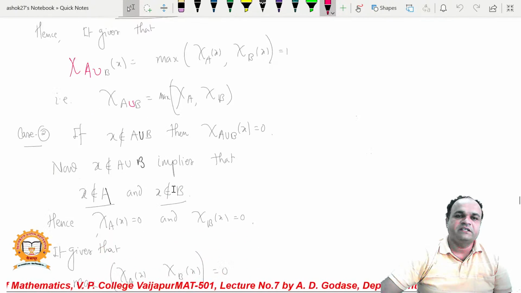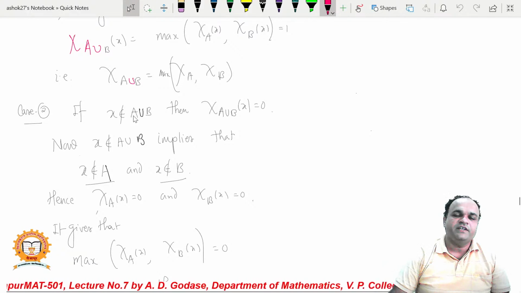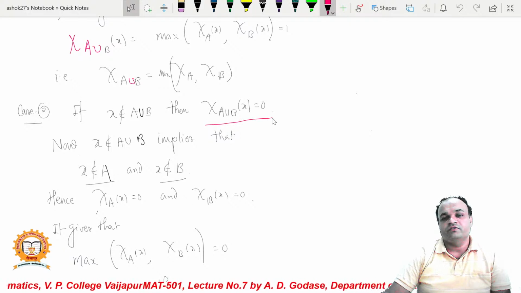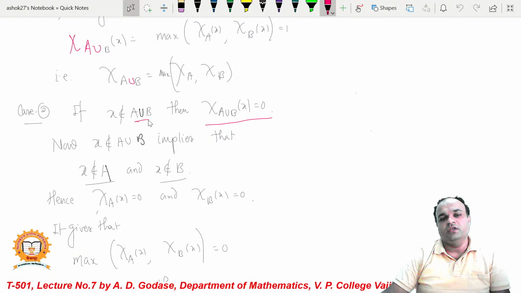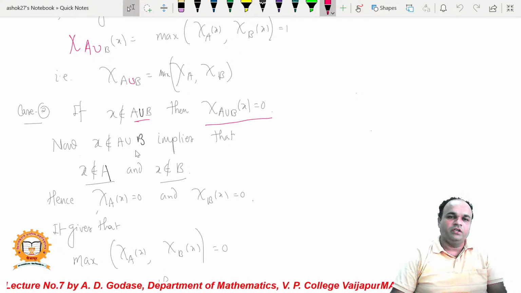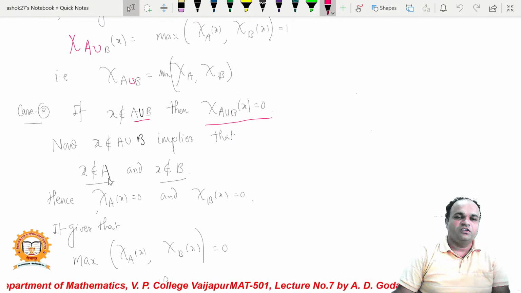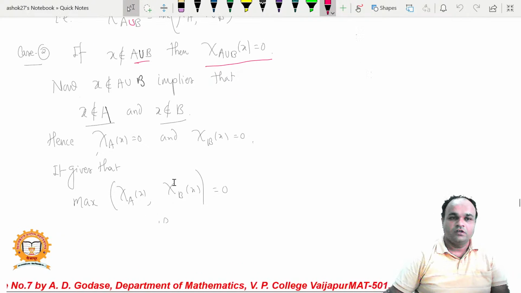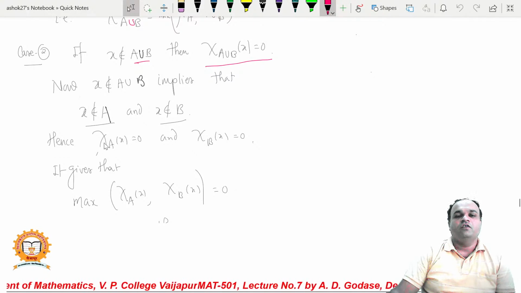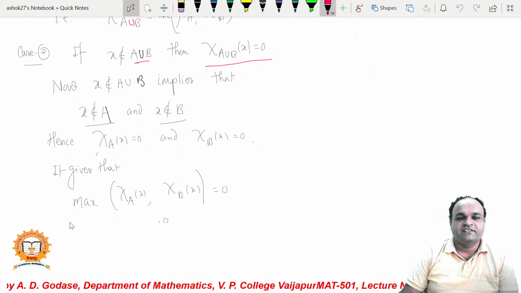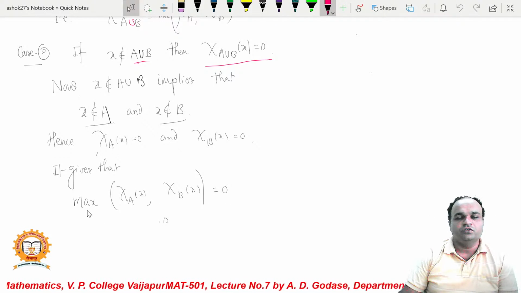Similarly, we consider the second case. What is the second case? If x is not an element of A union B, then what happens? Then chi of A union B of x will be 0, because x is not an element of A union B. Now, if x is not an element of A union B, it implies that x is not an element of A and x is also not an element of B. So chi A of x equals 0 and chi B of x equals 0. So the maximum value of chi A and chi B will be 0.